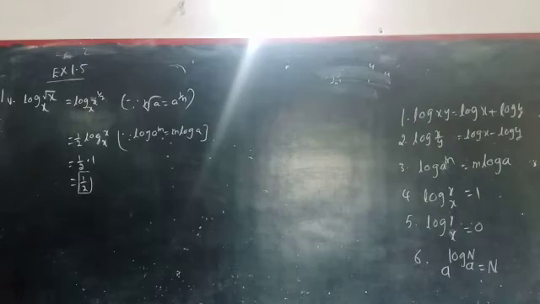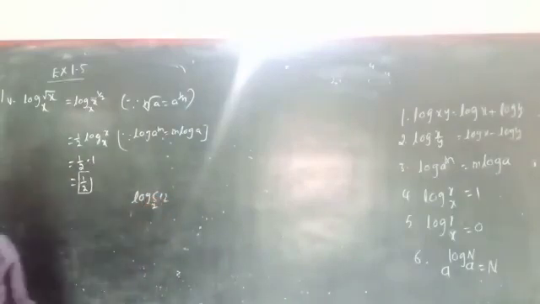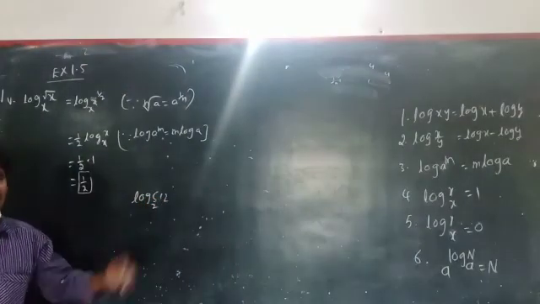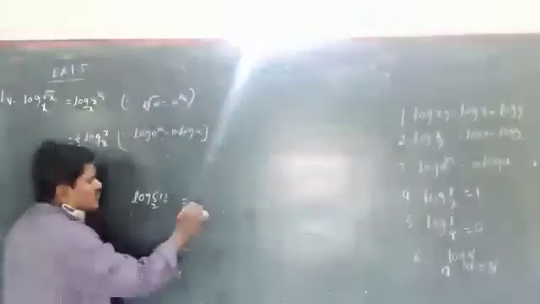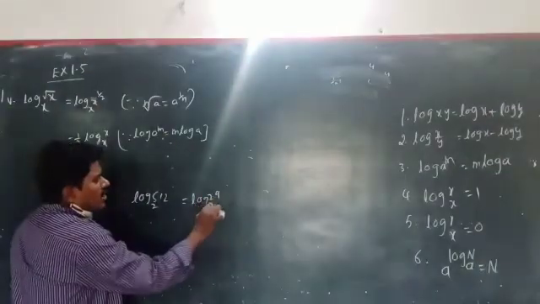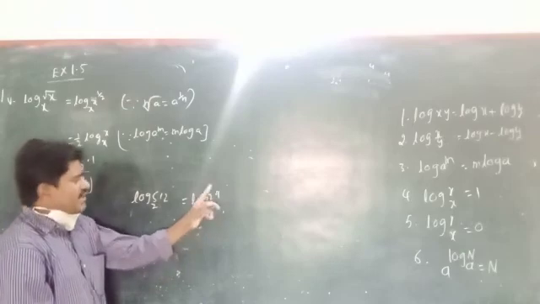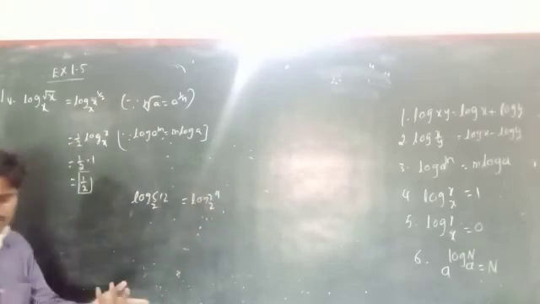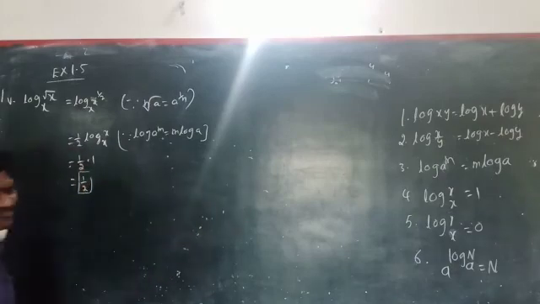Next, the sixth one you do. Simplify log 512 base 2. How can we write 512? 512 we can write as 2 to the power of 9, base 2. So it is in the form of log a to the power of m. That is 9 log 2 base 2. Log 2 base 2 value is 1. So 9 into 1 is 9.